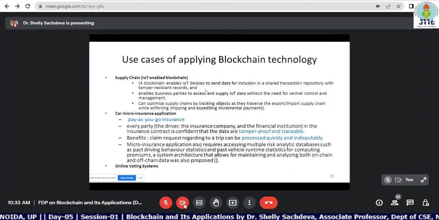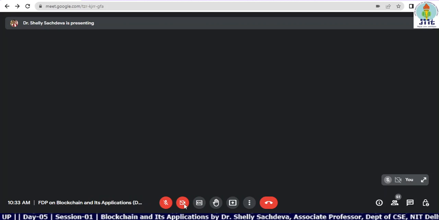But if you move on to a blockchain kind of thing where you have tamper-resistant records, right? So if you are doing it illegally, your things will not be hampered or tampered at that particular place. Now, this enables the business party to access and supply IoT data without the need for central control and management. And you can even optimize the supply chains.